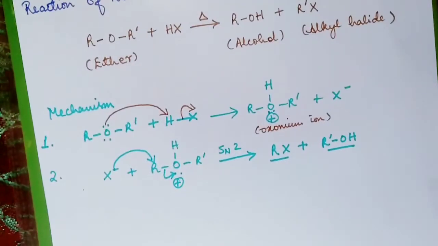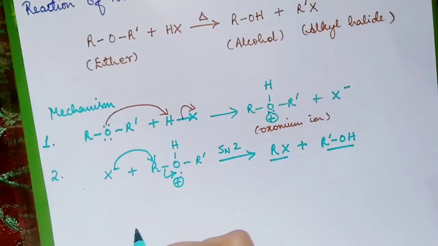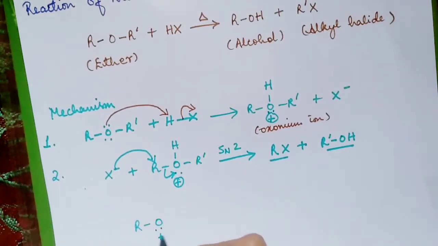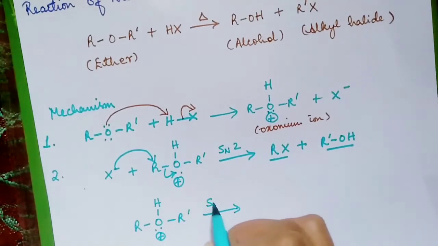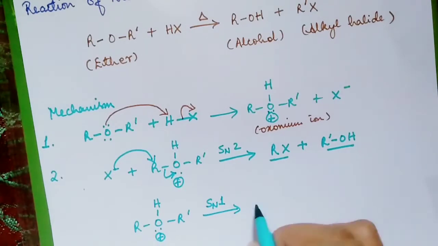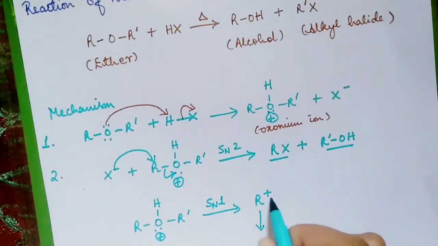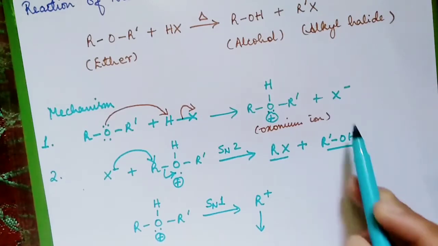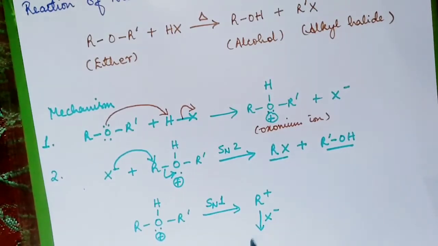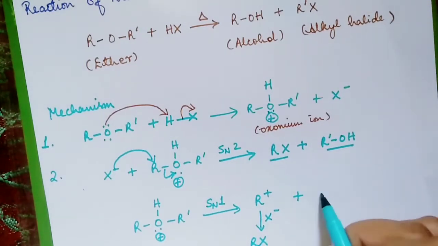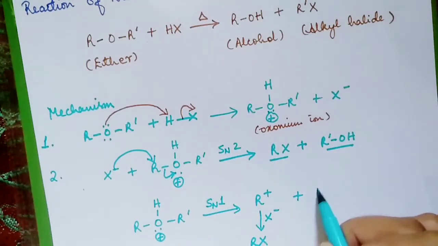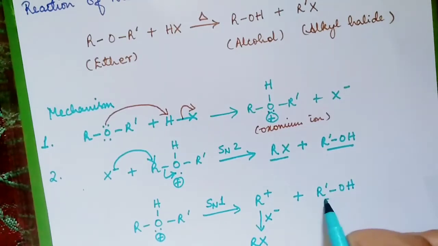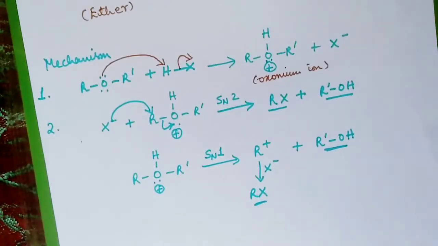But then if our alkyl halide is a secondary or tertiary alkyl halide, then SN1 mechanism is followed. So we have our oxonium ion, SN1 mechanism is followed. So from here we have R plus, and then this R plus reacts with what? X minus to give an alkyl halide, and we get an alcohol, R prime OH. This is our alcohol, this is our alkyl halide.